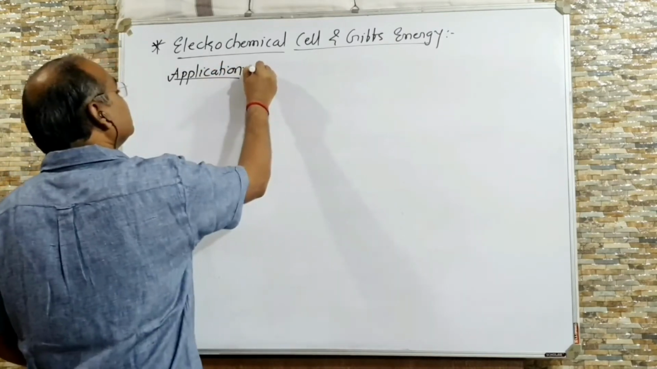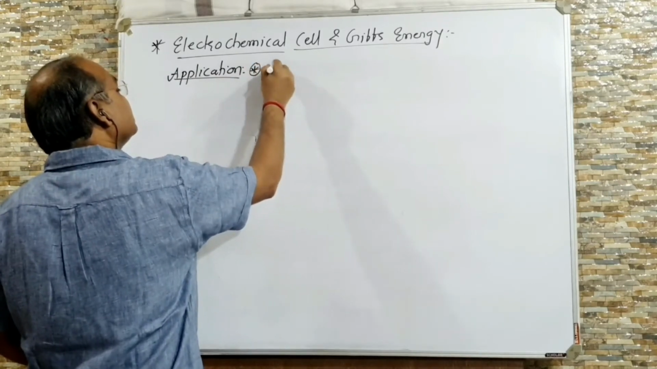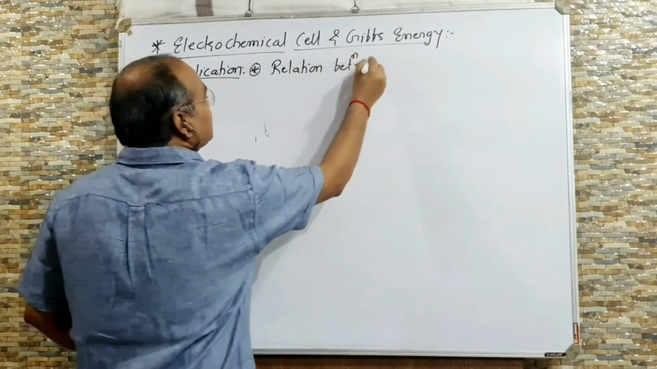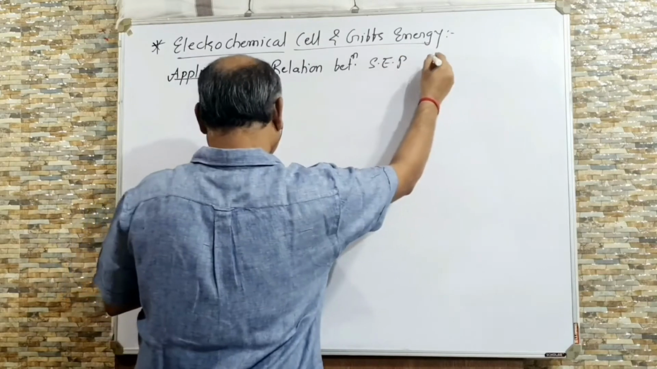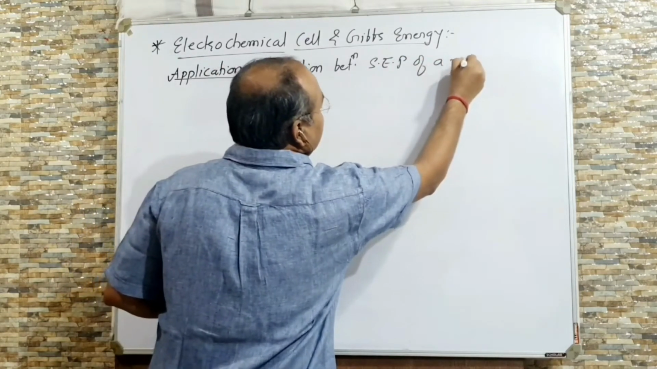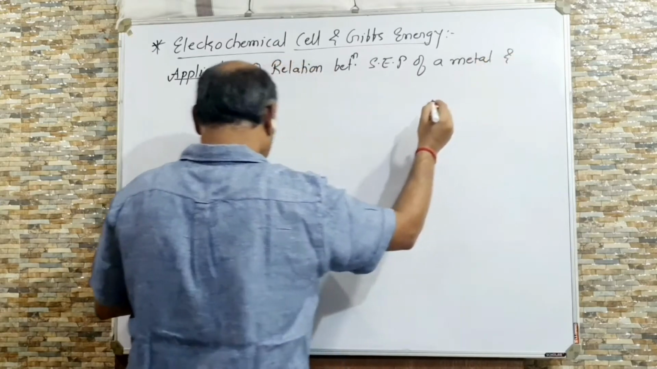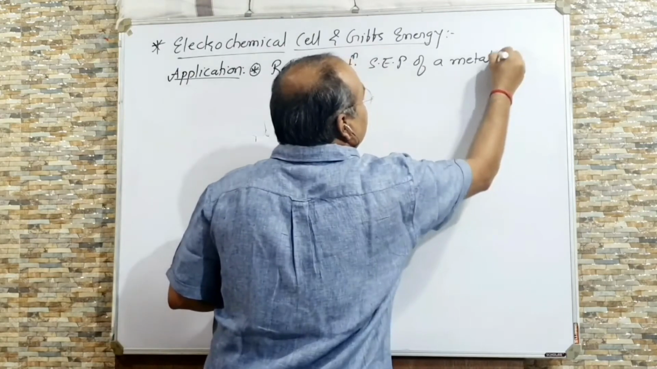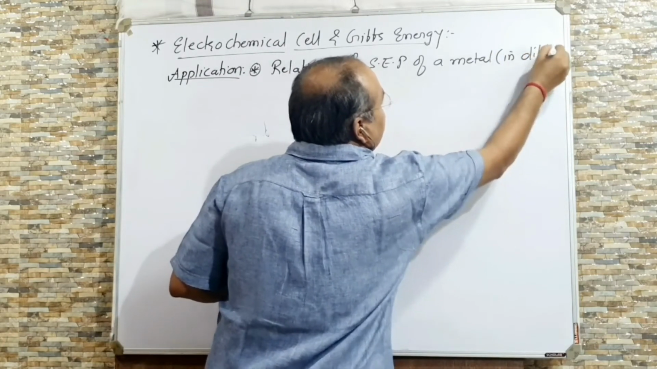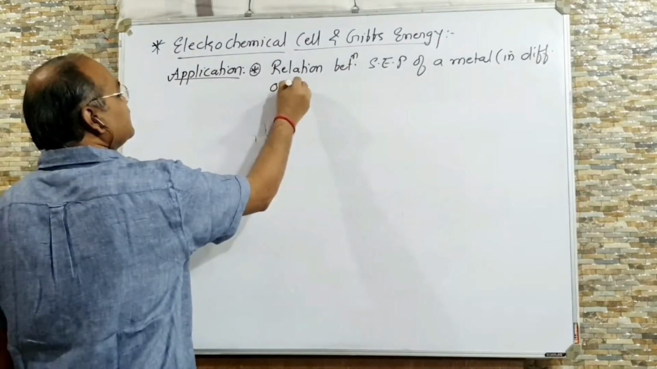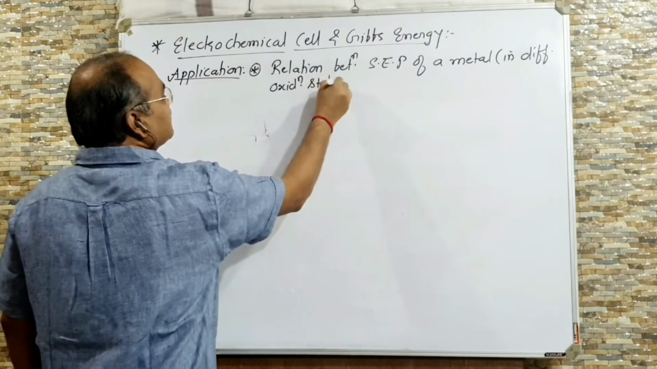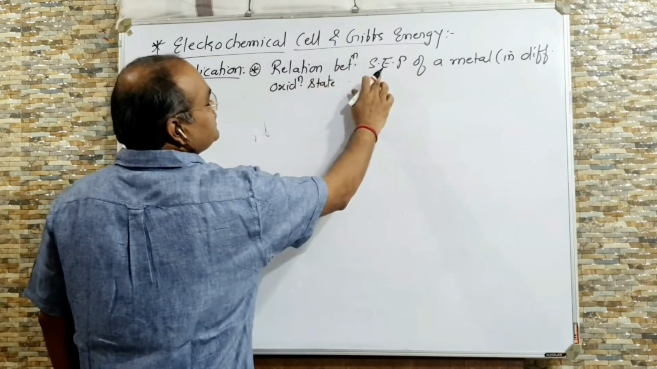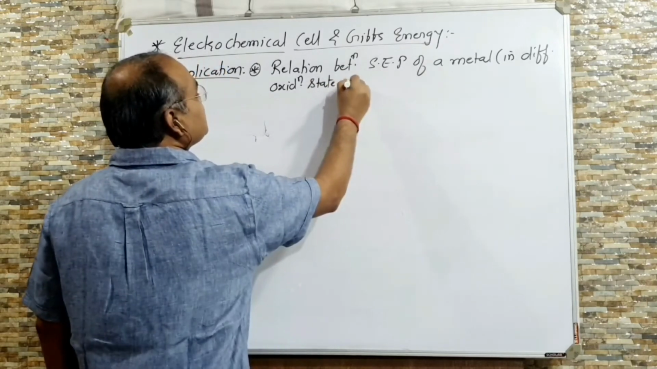Application number 1. Relation between standard electrode potential of a metal in different oxidation states and delta G.